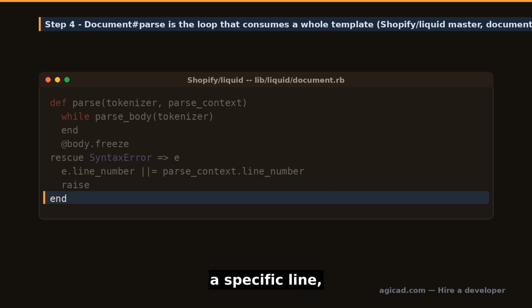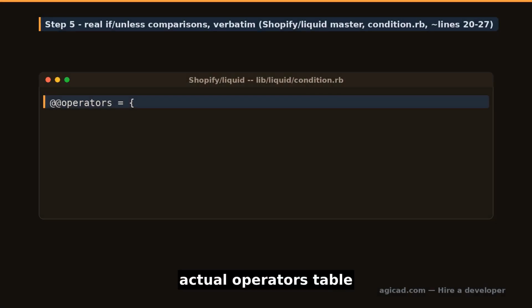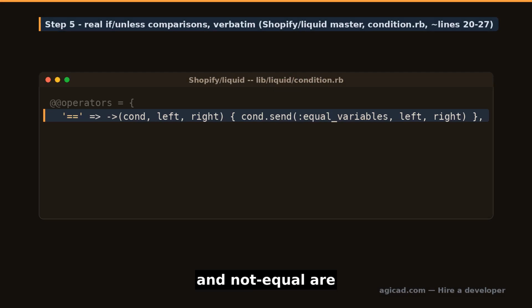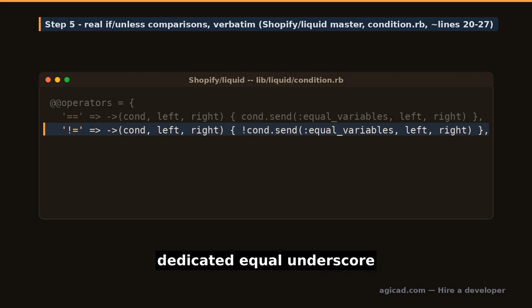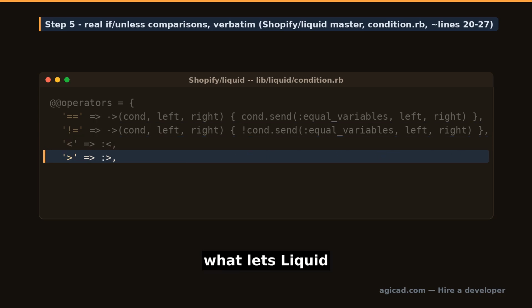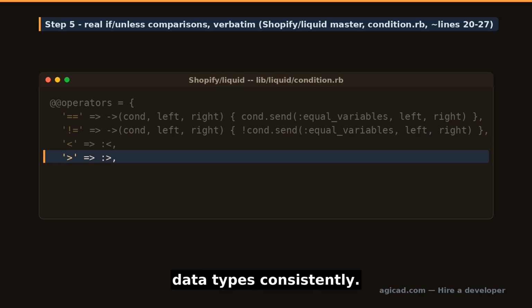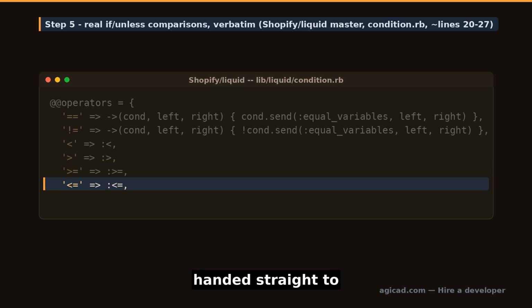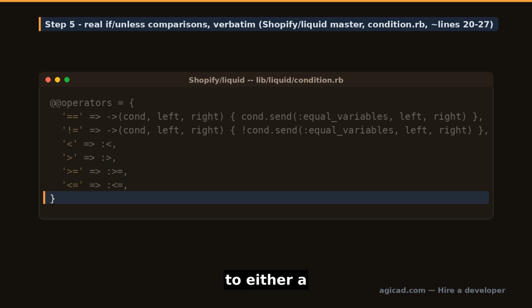This is the actual operators table behind every if and unless tag in Liquid. Equal and not equal are handled by a dedicated equal_variables method rather than Ruby's own equality, which is what lets Liquid compare its own data types consistently. Less than, greater than, and their or-equal variants are just handed straight to Ruby's own operators as symbols. It's a plain hash from operator string to either a lambda or a symbol. There's no hidden comparison engine. This hash genuinely is the whole dispatch table.